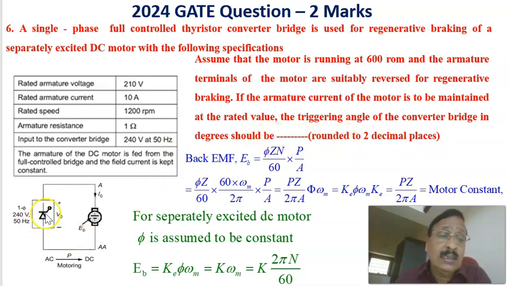What should be the triggering angle of this converter during the regenerative braking condition, in which the motor is running at 600 RPM? Now let us see the solution.